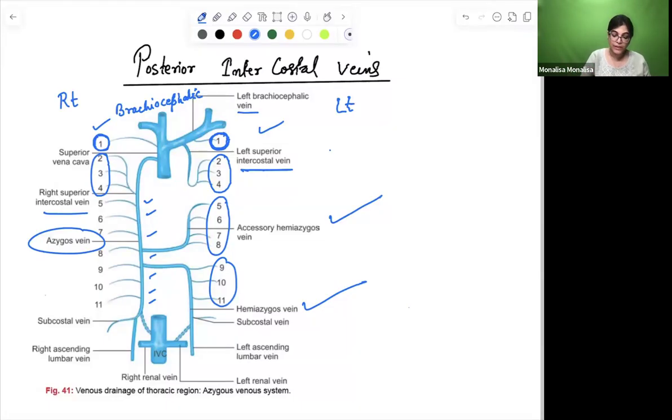first posterior intercostal vein of the left side will drain into respective brachiocephalic vein. Second, third and fourth will form superior intercostal vein. The right will drain into azygous vein and the left will drain into left brachiocephalic vein. 5th, 6th, 7th, 8th in the left side will drain into accessory hemiazygous. 9th, 10th, 11th will drain into hemiazygous. In the right side, all will drain into azygous vein.